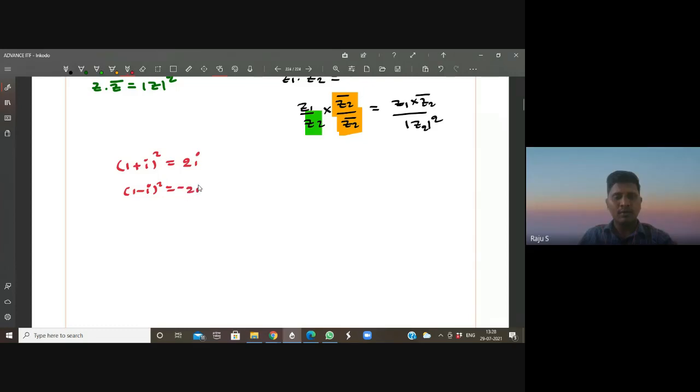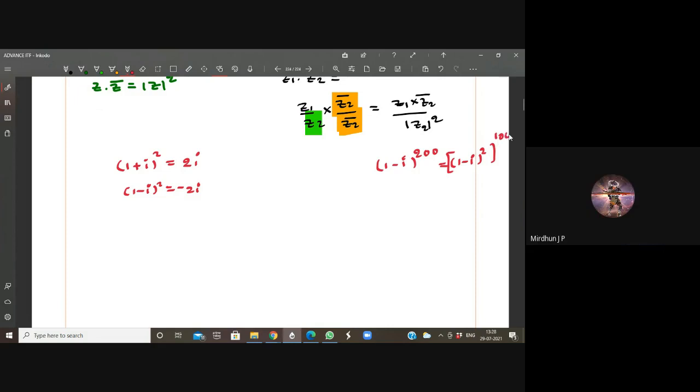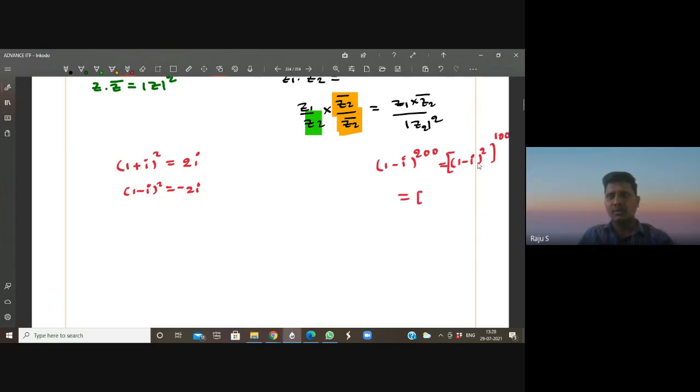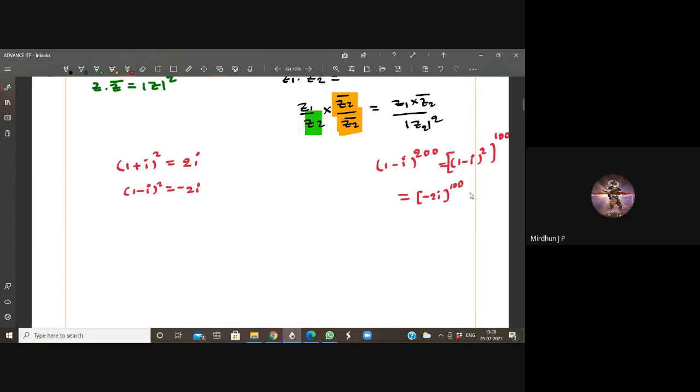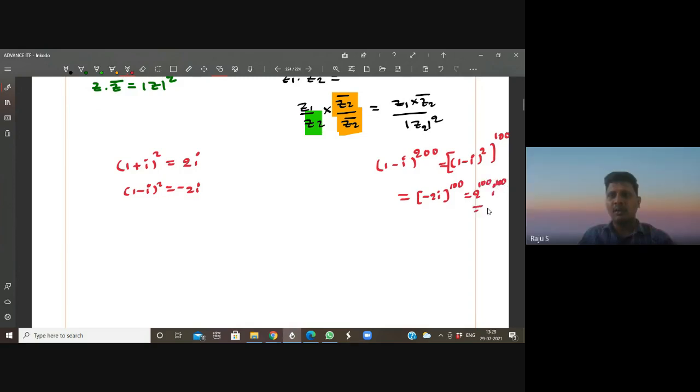You have to remember, because in some questions they might ask what is the value of (1 minus iota) whole to the power of 200. In case they ask like this, what shall we do first? We write it as (1 minus iota) whole square, whole to the power of 100. Since we know that (1 minus iota) whole square becomes minus 2i, we get (minus 2i) whole to the power of 100. That will come as 2 power 100 into i power 100. Since i power 100 is 1, 2 power 100 is the answer for this question.